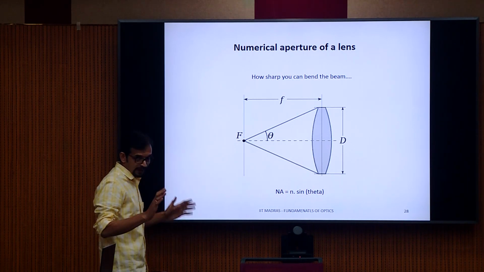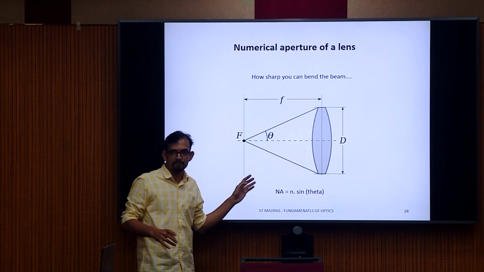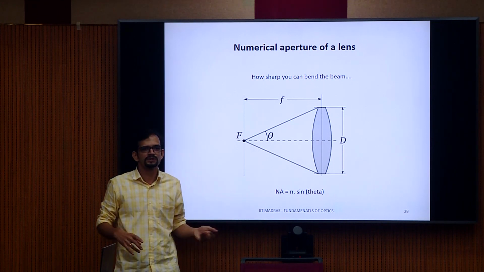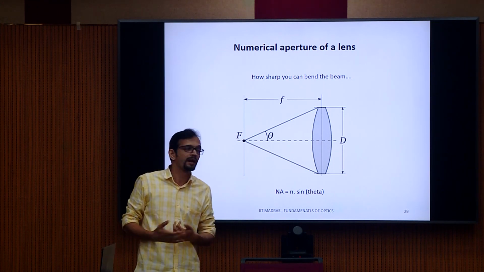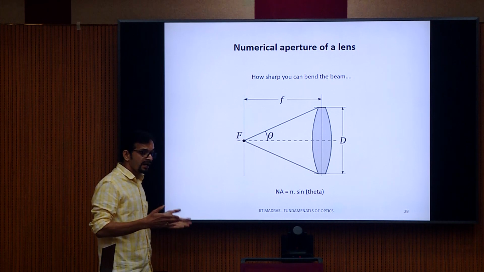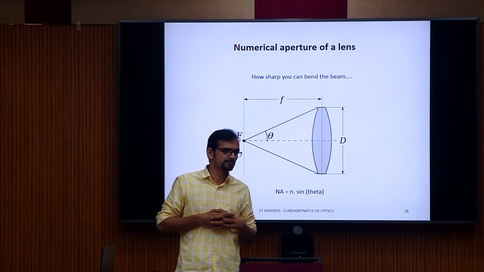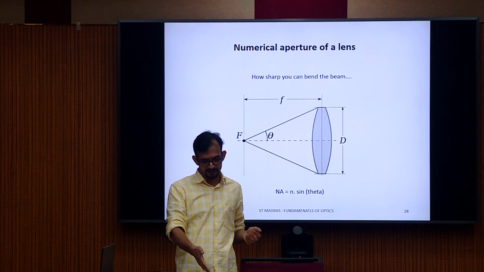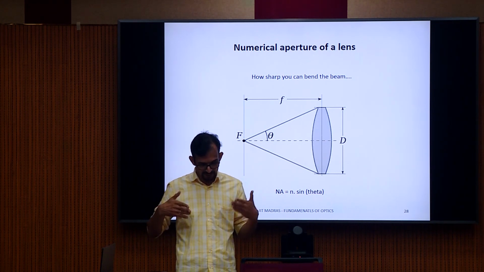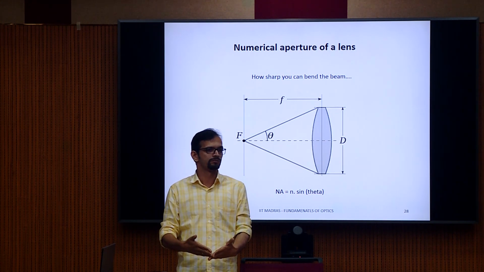So before going to the wave part, I want to introduce the numerical aperture, which basically will help us explain the resolution and all the things. Numerical aperture is nothing but how sharply you can bend the light. It's like, I have an object here, and I look at it like this, right? That means I use a very high numerical aperture.